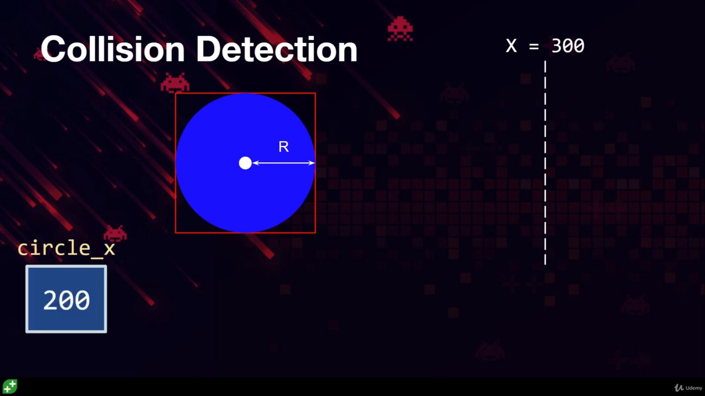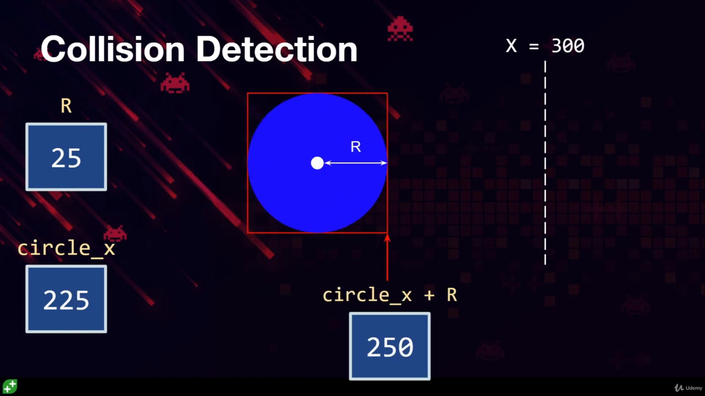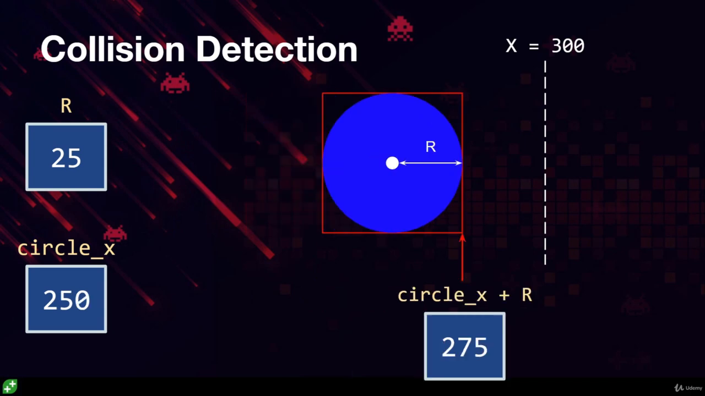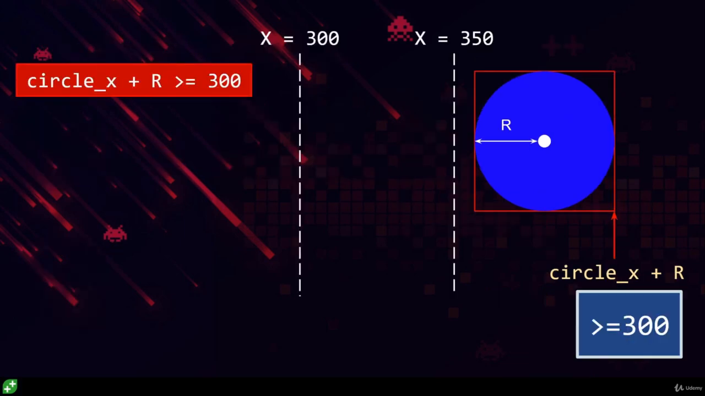If the circle's position is 200 and its radius is 25, then its right edge is circle x plus r, which is 225. Advance to the right by 25 units, and circle x plus r is now 250. Another 25, and it's at 275. Another 25, and the right edge of the circle has hit the 300 mark. In other words, we can say that we have a collision when circle x plus the radius is greater than or equal to 300.